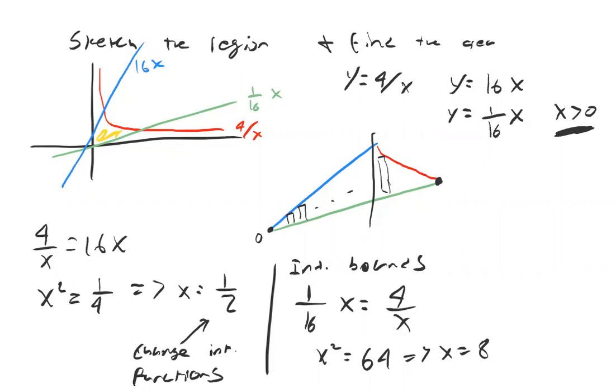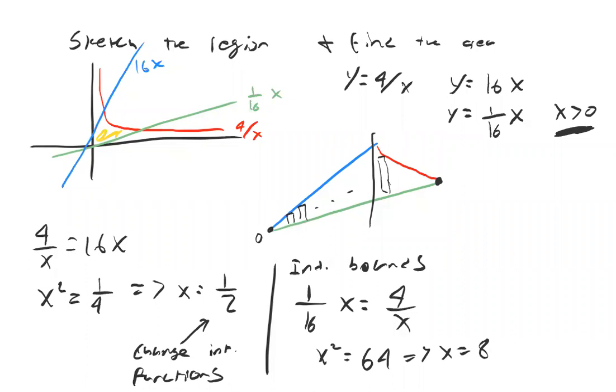So now, let me make sure this is all good here. Blue was 16x, red was 4 divided by x. Okay, yeah, seems to be okay. And if I made a mistake, it's still the same idea.